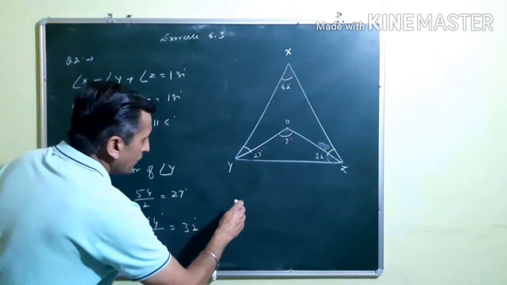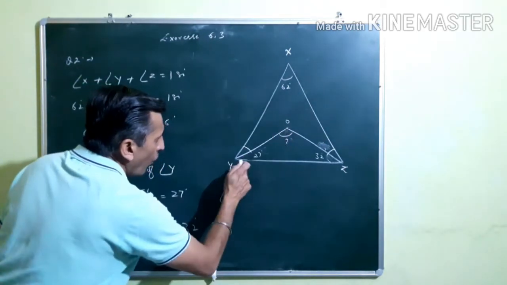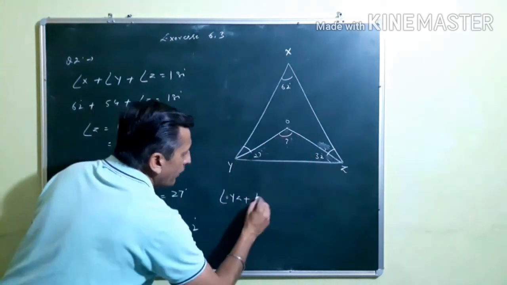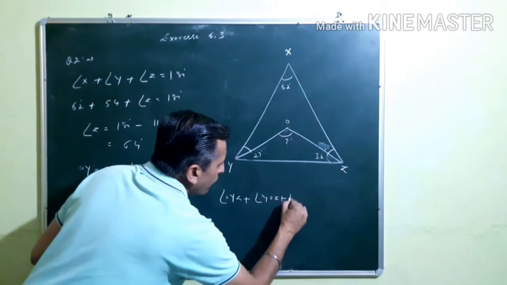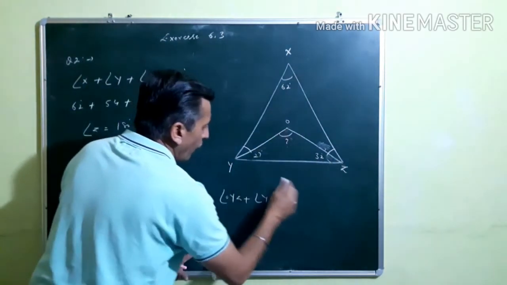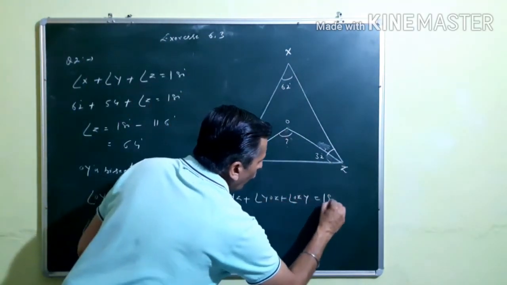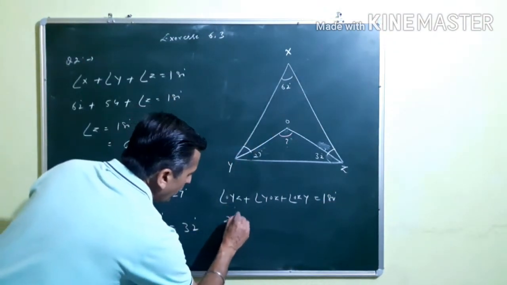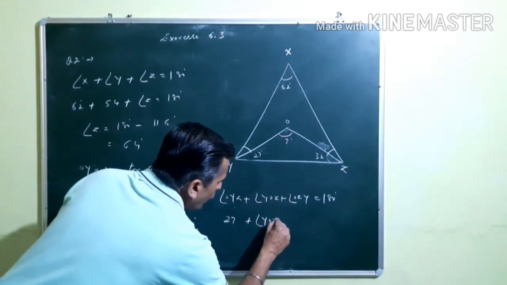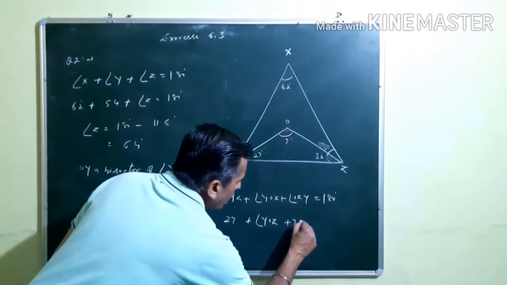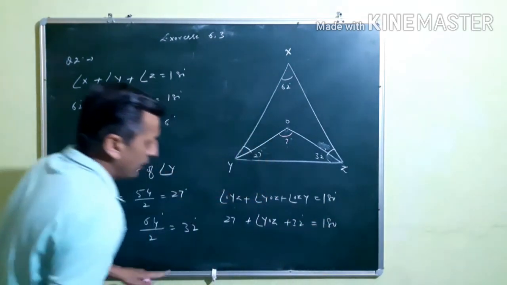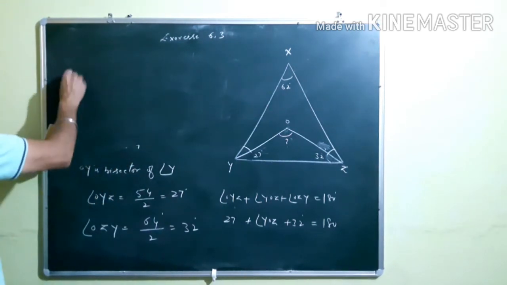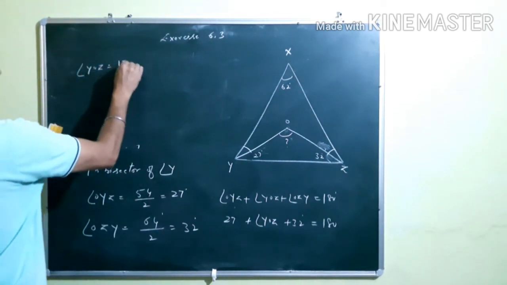So I am going to use same concept, that means angle OYZ plus angle YOZ plus angle OZY is equal to 180 degree. Sum of all these 3 angles is equal to 180 degree. Out of which this is given, this is a 27 degree. This we have to find, YOZ that we have to find, and this is your 32 degree, and total is equal to 180 degree.